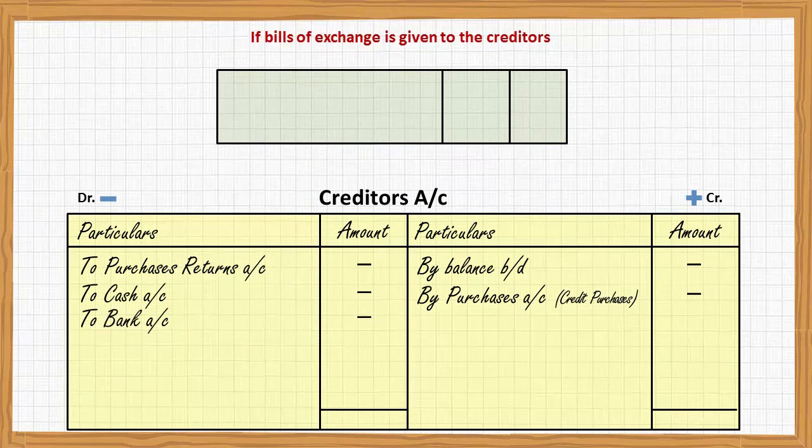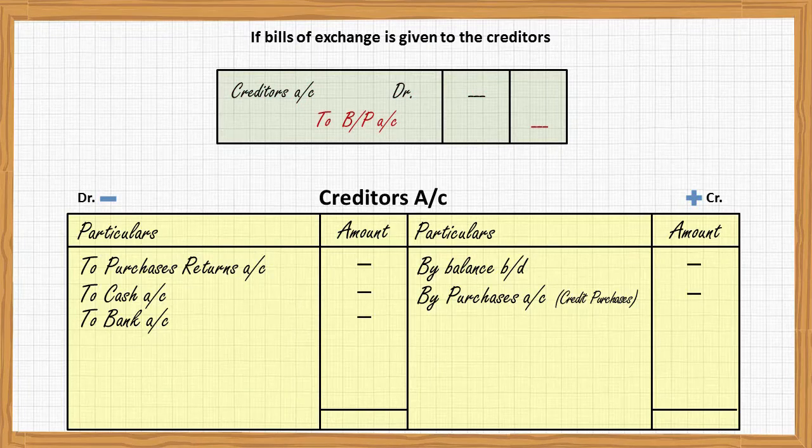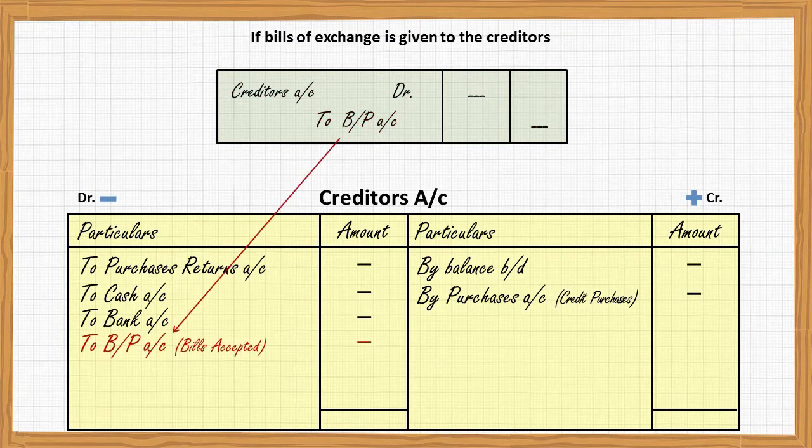If you give any bill of exchange to the creditor, means BP, then the journal entry will be creditors to BP account. So on the debit side, write down to BP account. You can write down bills accepted in the inner column.